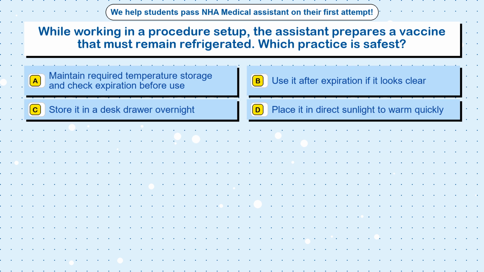Question 61. While working in a procedure setup, the assistant prepares a vaccine that must remain refrigerated. Which practice is safest? Option A, maintain required temperature storage and check expiration before use. Option B, use it after expiration if it looks clear. Option C, store it in a desk drawer overnight. Option D, place it in direct sunlight to warm quickly.